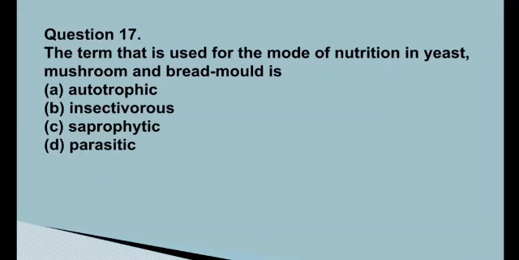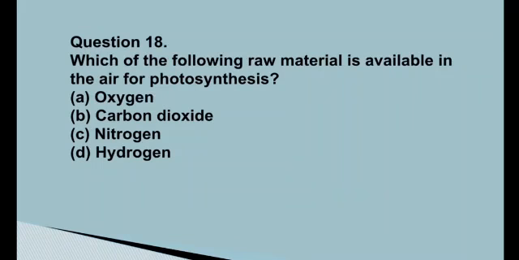So as we know that the yeast, mushroom and bread mold is directly related to the saprophytic organism. They are known as saprophytic organisms because they feed on the dead and decaying matter. So that's why they are known as saprophytic. So option C will be the correct answer. Now we have question number 18.